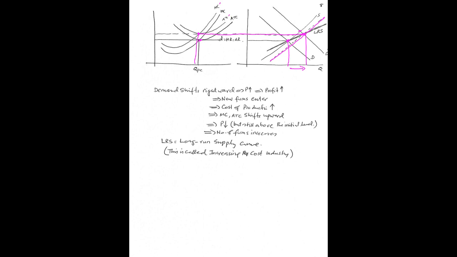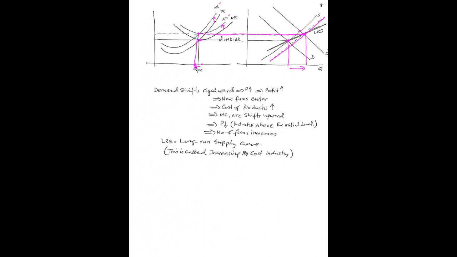So each firm will produce less because cost of production is increasing. So less means that your new production level would be here, not somewhere here. So each firm's output will decrease slightly, but overall industry output will increase. How come? Simply because of more firms in the industry.